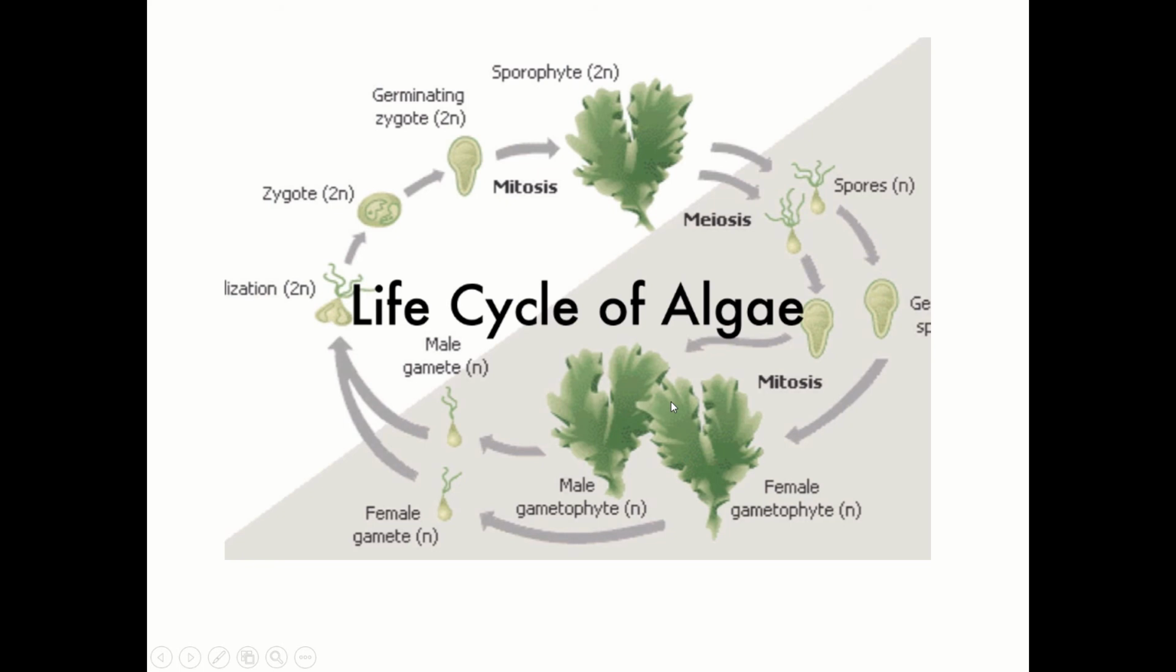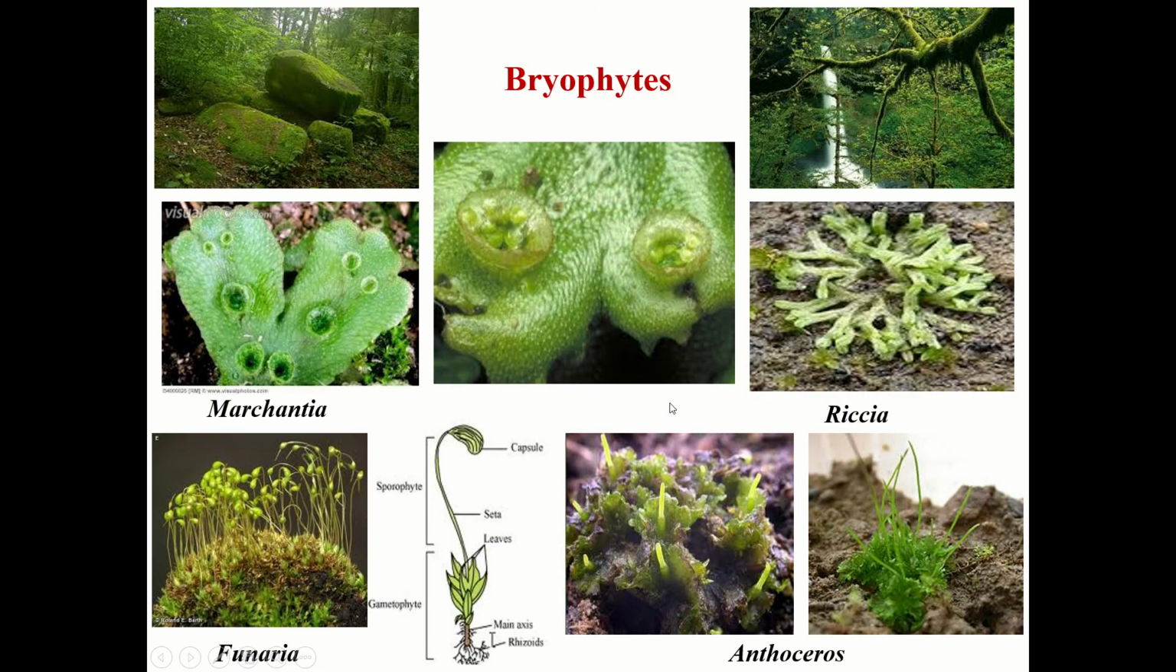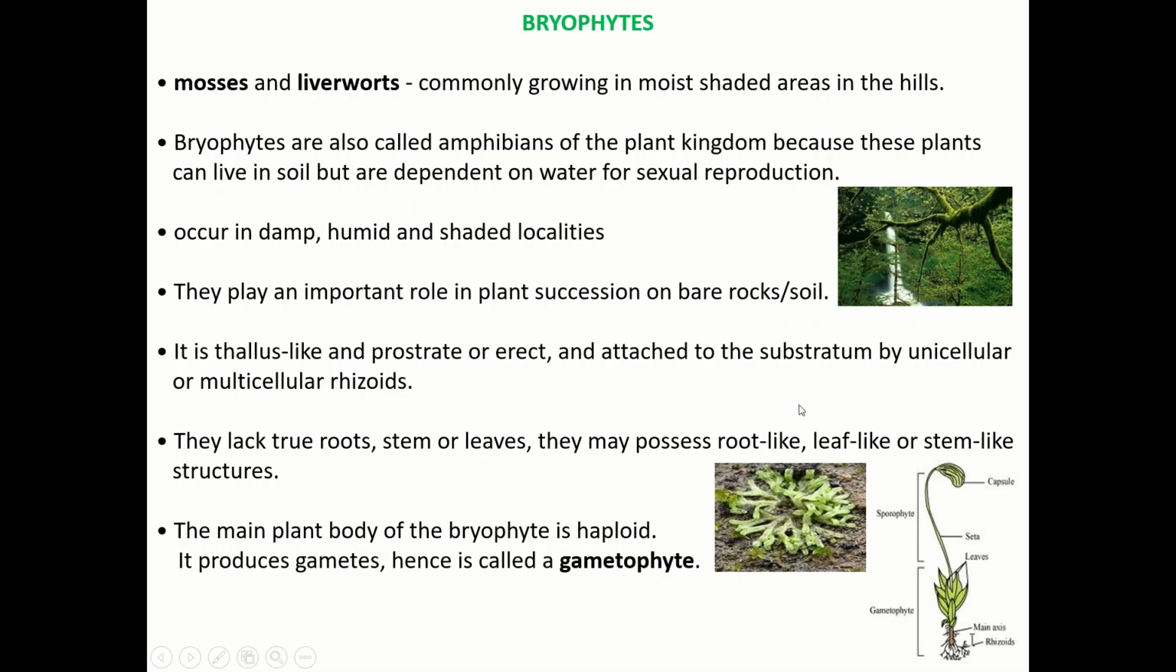Now we will study another group of plants known as bryophytes. You can see they are found in shady areas, on the rocks, on the trees, on the ground, in different shapes. This is Marchantia, this is Riccia, this is Funaria, this is Anthoceros. So these are some pictures of bryophyte plants.